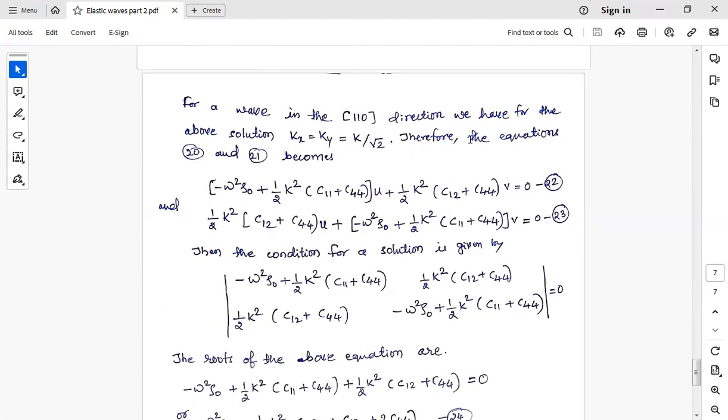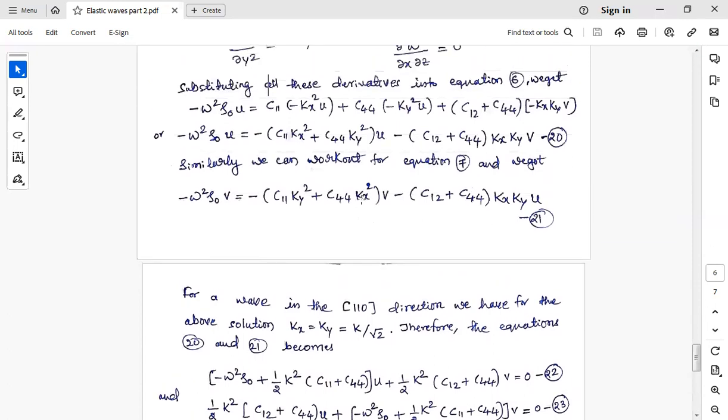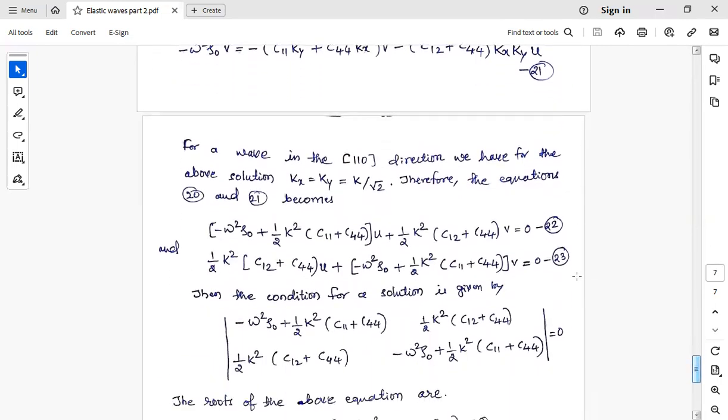Therefore, equations 20 and 21 slightly change. In equation 20, kx and ky are there, and all these things we have to substitute and put this condition. Now equation 20 turns like this, because kx equals ky equals k by root 2. So kx square becomes k square by 2.